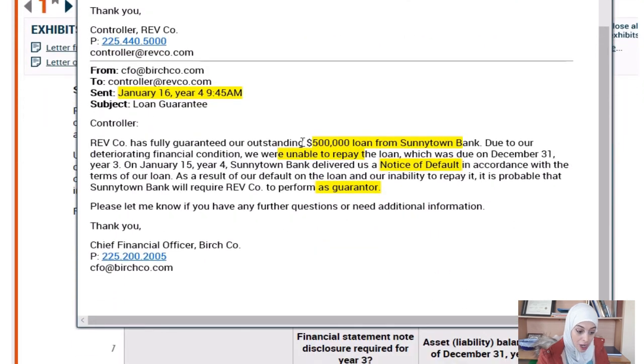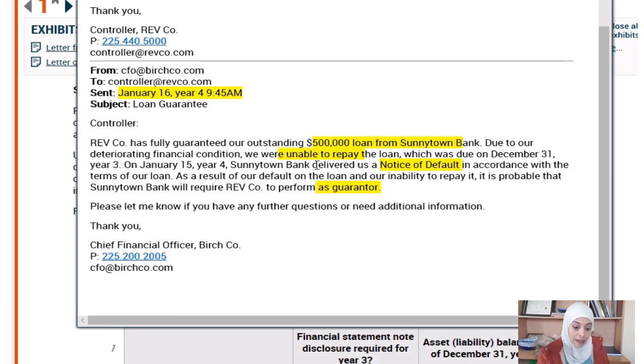So this email was dated January 16, before the issuance of the financial statements, and it was from the other company that RIF is guaranteeing, telling RIF that they will not be able to pay the loan and that RIF will be responsible to perform as a guarantor. Because RIF was the one who guaranteed the loan and the other company now is not able to repay the bank, RIF will be responsible to pay it back to the bank, right?